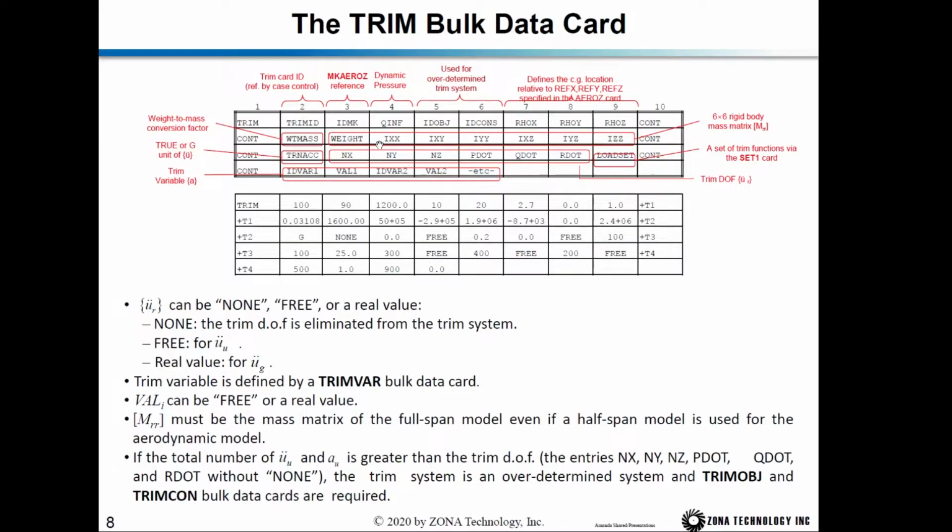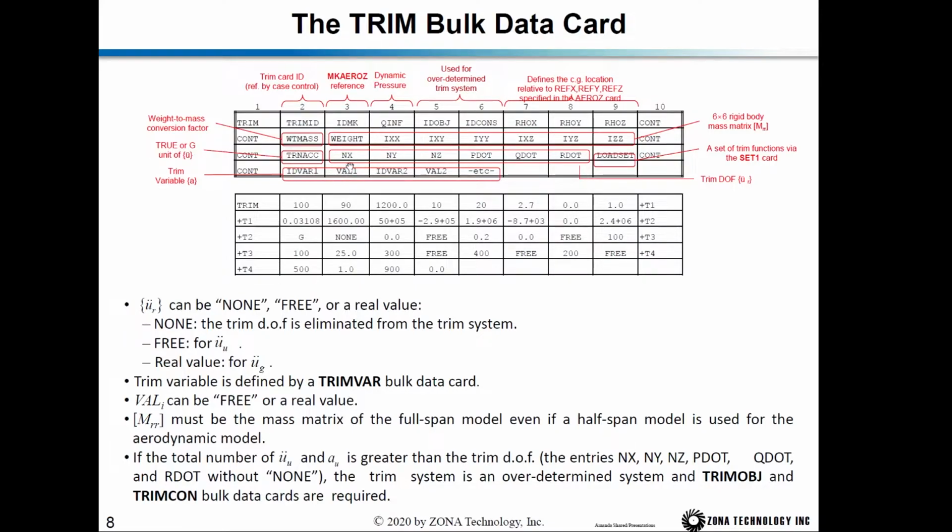So this is the weight. Those are the moments of inertia. However, if this is specified in terms of weight, you need to define the weight to mass conversion factor. For example, if this one is in pounds, and your aerodynamic model's length unit is inch, this value should be 1/386. Okay, so the point is the program knows the gravity g is 386 inch per second squared.